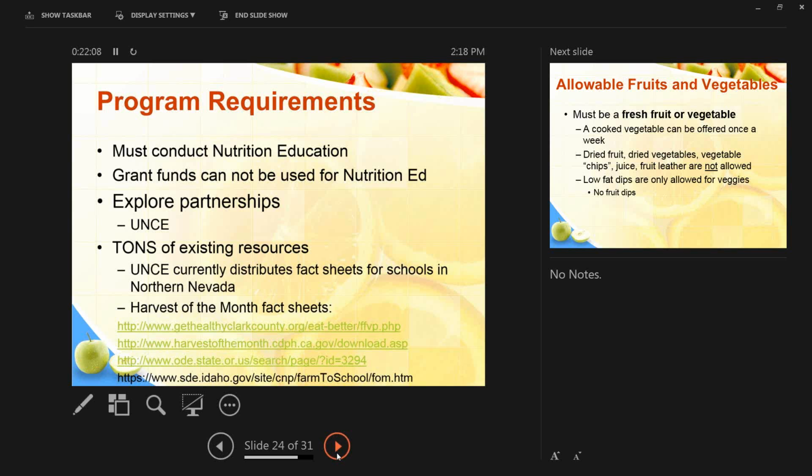So there are a lot of Harvest of the Month fact sheets that are fact sheets on a particular fruit and vegetable. So I've provided 4 links here of where you can access that information. And some of them are state-specific, but there's just a lot of general information that could easily be used to talk to kids about what this fruit or vegetable looks like when it's whole and how it's prepared and how it's grown and eaten, what nutrients it's high in.